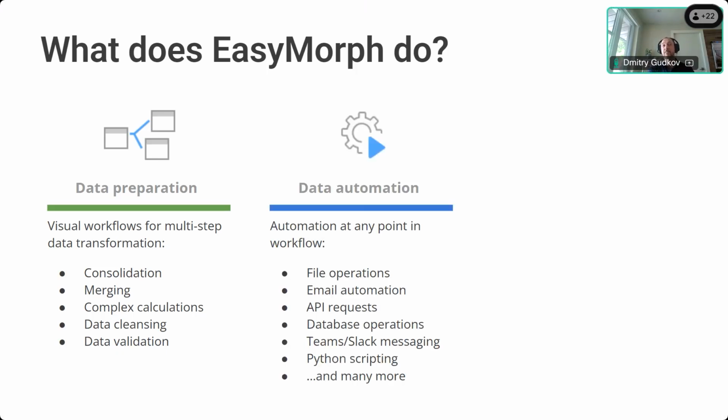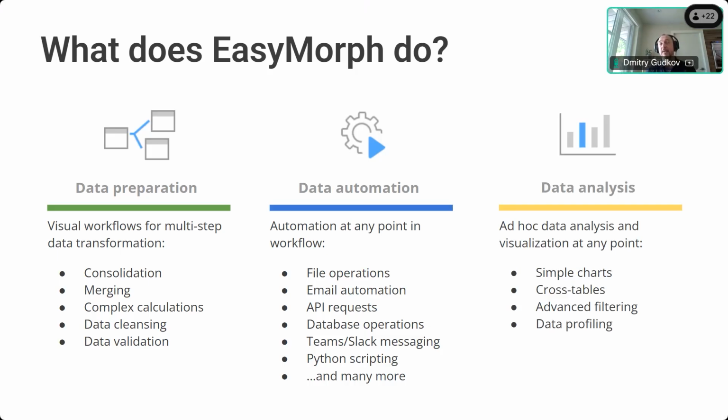Second, it's a data automation tool. So it's not just preparing data, but also automating things like file operations, uploading and downloading files, let's say to SharePoint or SFTP. Email automation, web API integrations, database operations, alerts to Teams or Slack, so multiple things, and of course support for Python scripting if you feel like doing certain things in Python, such as, for instance, data science or machine learning. That's totally doable with EasyMorph and can be integrated with other workflows.